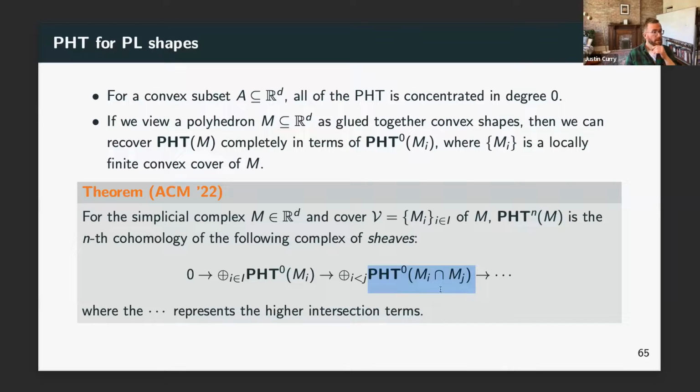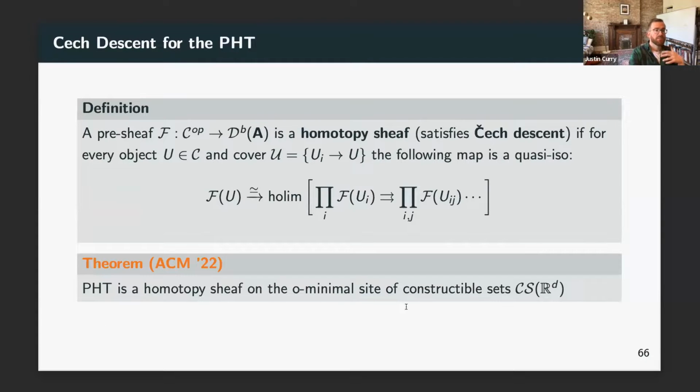All right, I see I'm running out of time. Let me just give you the punchline here: in general, the persistent homology transform is something that we call a homotopy sheaf, which essentially requires that we look at higher depth intersections. And instead of using an ordinary limit, we use something called a homotopy limit.